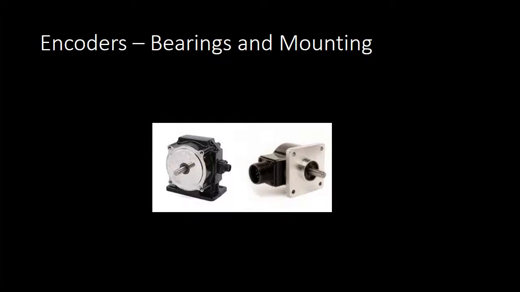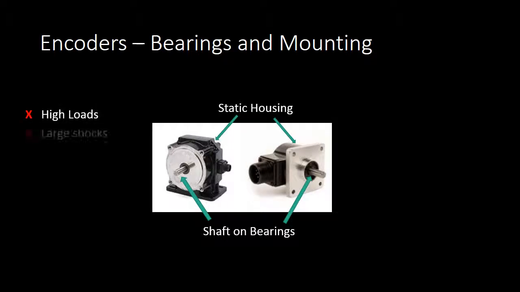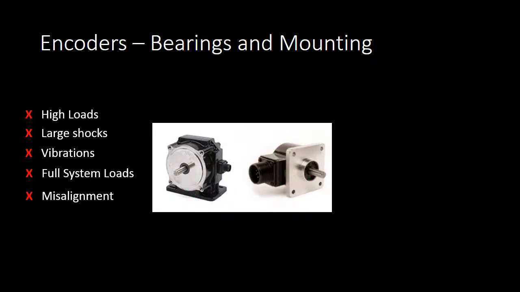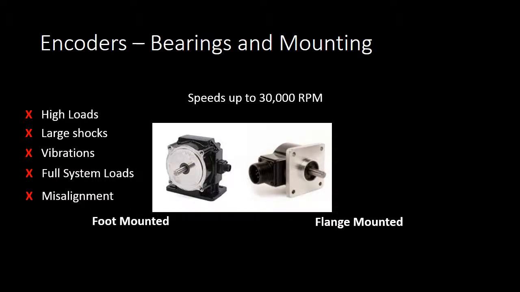Most encoders mentioned here are supported by bearings which allow the shaft and disc to turn, while the encoder housing remains static. These bearings are not designed to support high loads, extreme shock, vibration, full system load, or misalignment. Bearing assemblies can be built which allow speeds up to 30,000 RPM. But if the encoder is hard mounted to the motor shaft, and the encoder housing is hard mounted to a base plate, the bearing assembly could be subjected to excessive side loads.